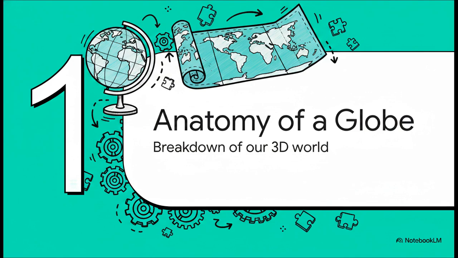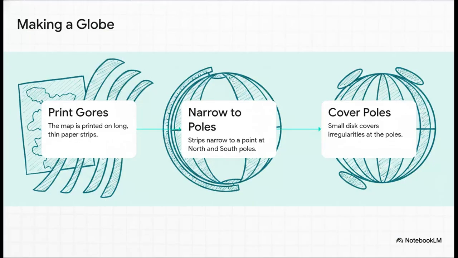The physical breakdown of our 3D world. So how exactly are these perfect spheres constructed? It's kind of like a giant puzzle. Mass-produced globes are traditionally covered by a printed paper map. First, the map is printed on these long, thin paper strips called gores. Then, those gores narrow down to a fine point at both the north and south poles.